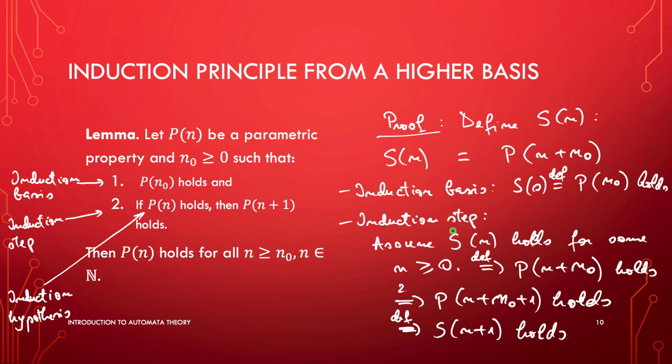We assumed the induction hypothesis that S of n holds, and we just proved that S of n plus 1 also holds. So now we can apply the induction principle. Induction on S shows that S of n holds for all natural numbers n. And this, as we discussed, means right away that P of n holds for all n greater than or equal to n0.